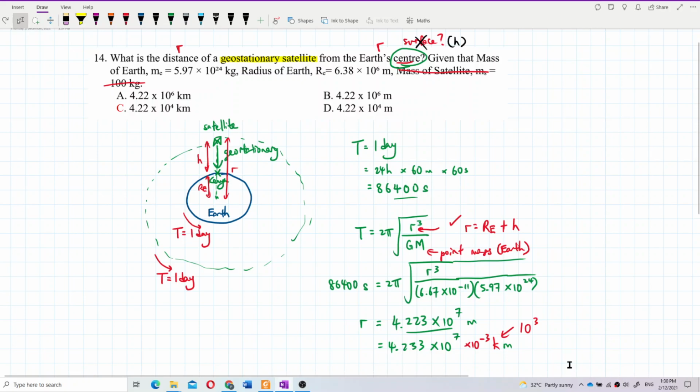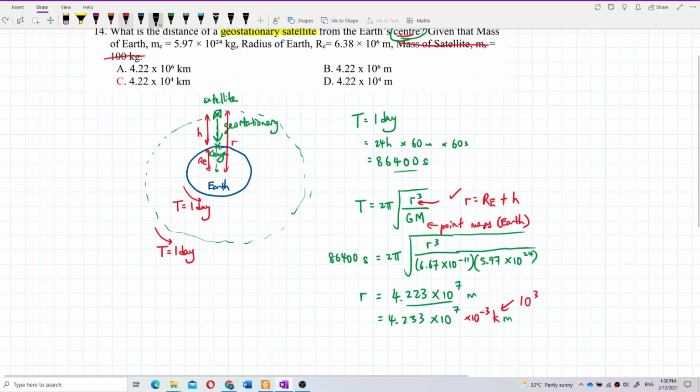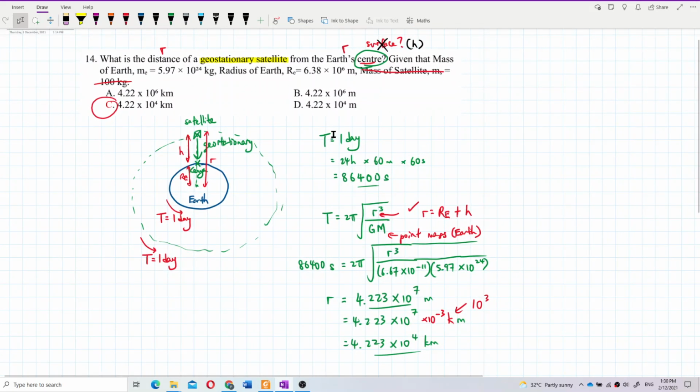So finally the answer is 4.223, not 233, sorry, 223, exponent 4 kilometer. Is there an answer? Exponent 4 kilometer. Yes, that's the answer. Very simple. All right, that's it for these questions. General knowledge: the period of a satellite is 1 day. Use this formula.